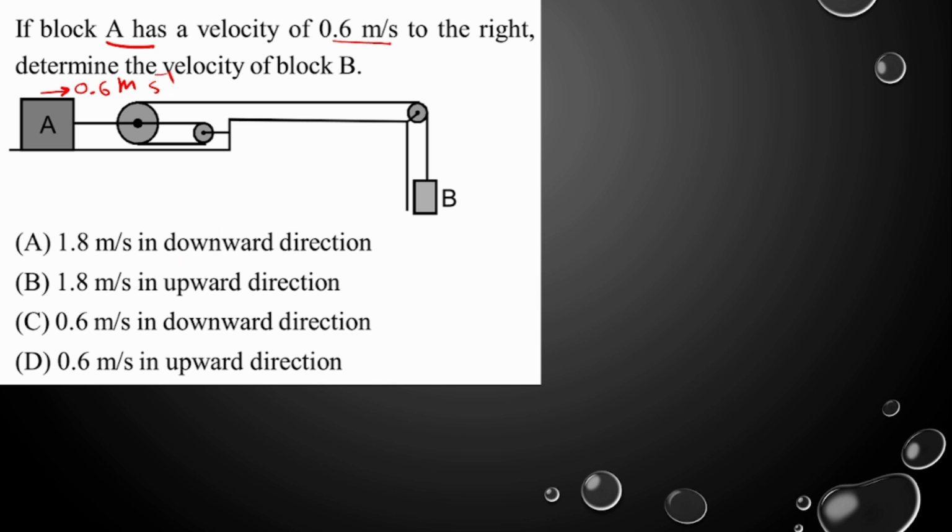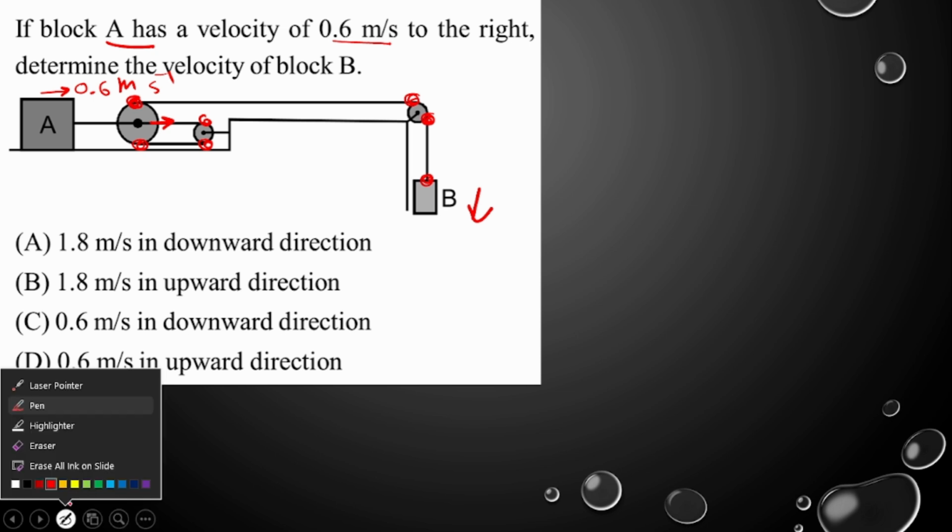Okay, so pointing out all the points. First one is this, 2, 3, 4, 5, 6, 7 and 8, and I am considering that B is going in downward direction.